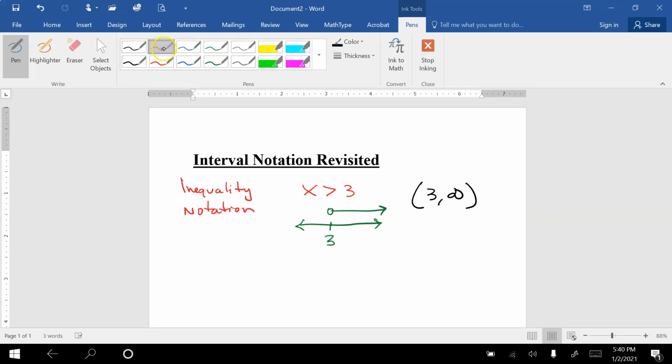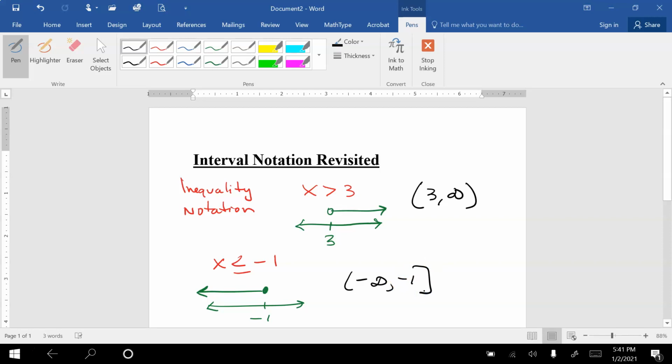Okay, if we had x less than or equal to -1, number line. Here's -1, closed circle, because we're including it, less than is this way. In interval notation it would be negative infinity to -1, bracket. So we're learning that a parenthesis does not include that number, a closed bracket does include that number, and we always go from low number to high number, left to right.